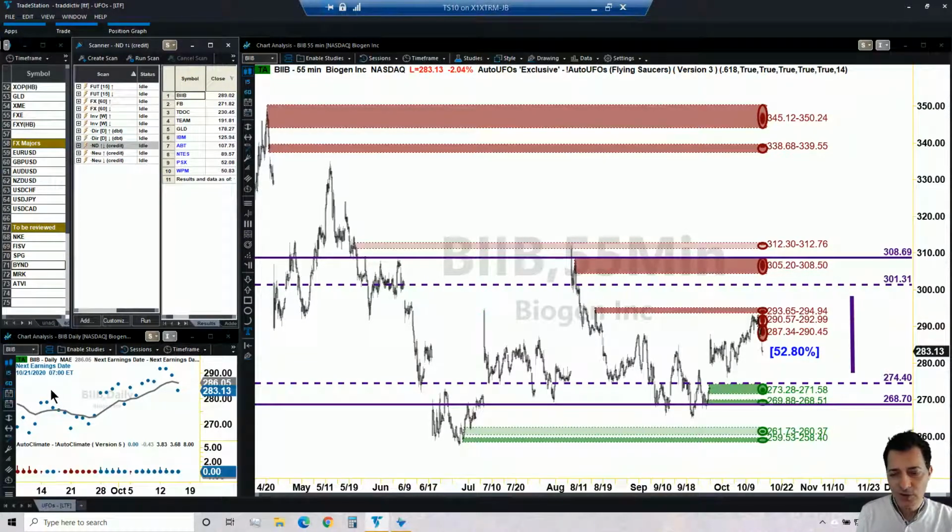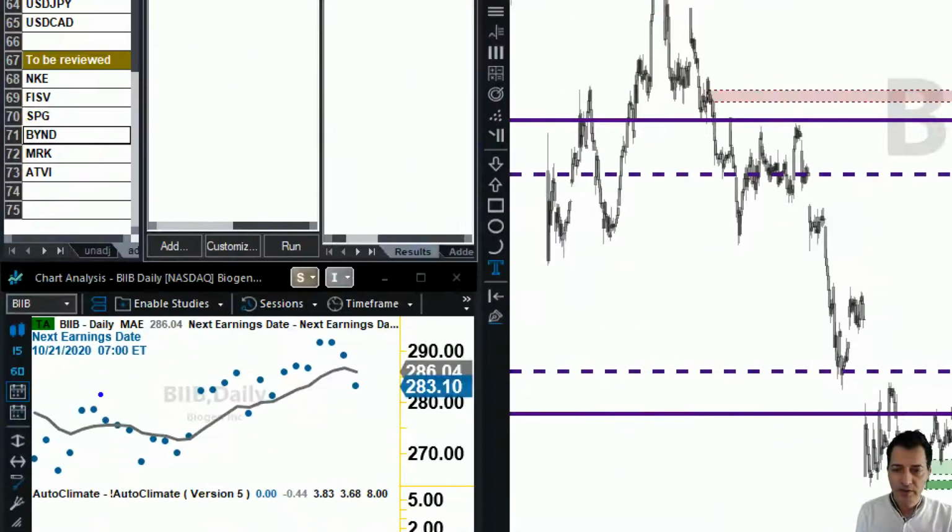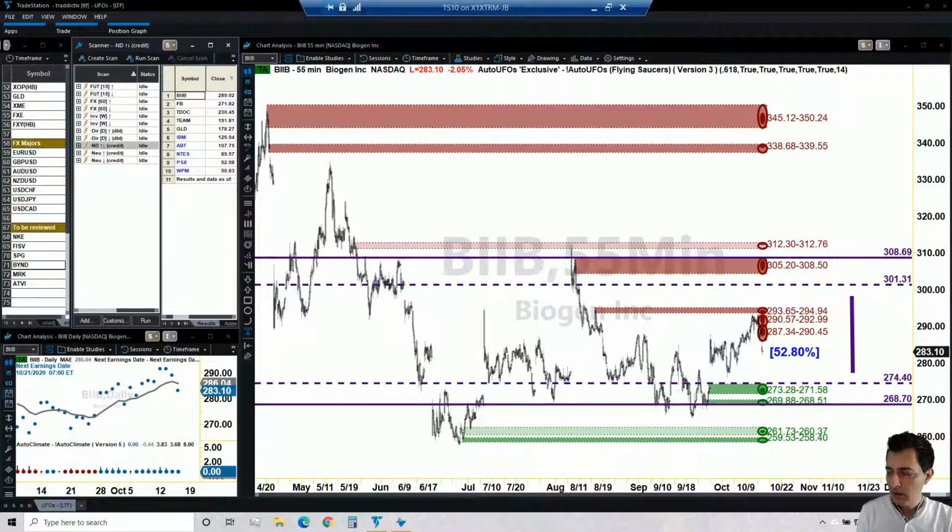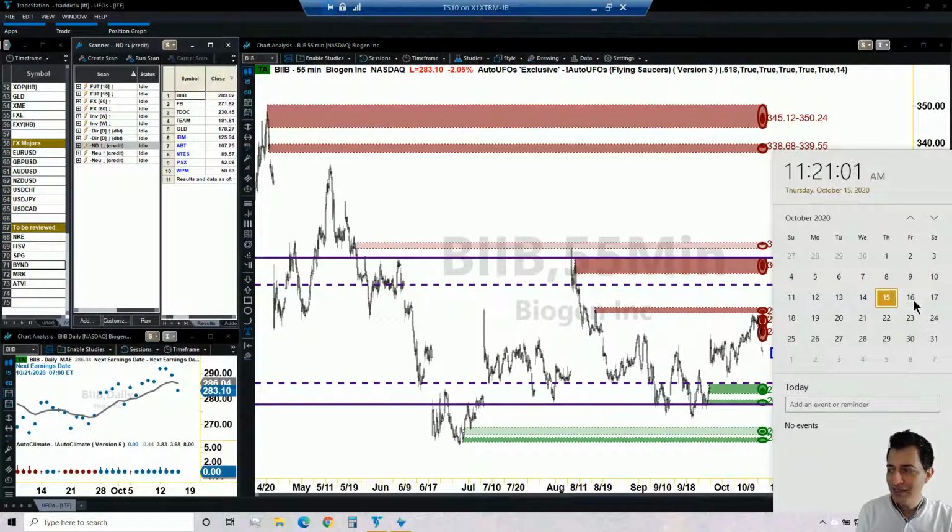Well, with Biogen, unfortunately, we're not going to be able to do a trade. The trade setup is looking beautiful, to be honest. But when you look at earnings, notice earnings are October 21st. Tomorrow's expiration date is on the 16th, which is probably too close. And if I look for the next one, which is Friday, the 23rd, earnings on the 21st are 2 days before expiration. So then we cannot do it.